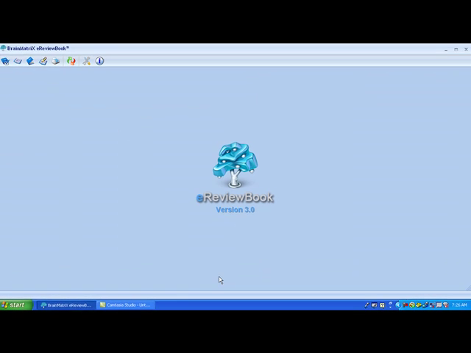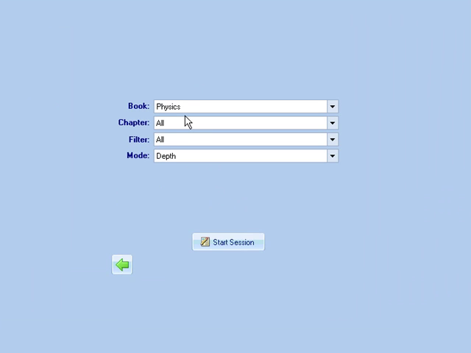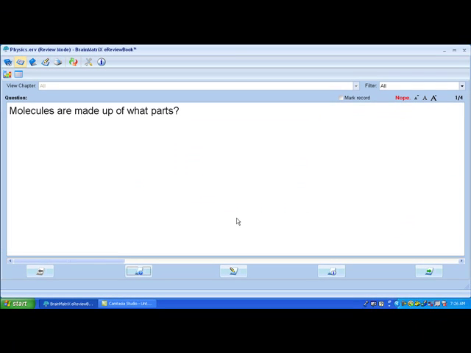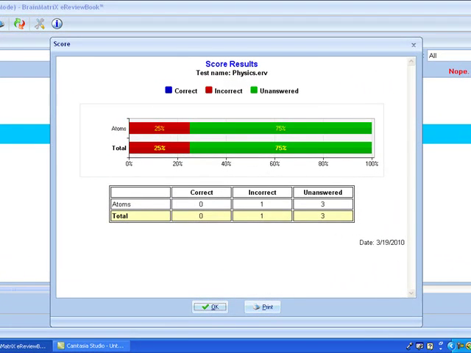So, okay. Why don't we go to review mode and see what happened. We'll leave this in depth mode, and we'll start. Molecules are made up of what parts? And let's look at our answers. And we see that the right answer was atoms, but we answered water. And when we advance, we skip over the 3 that we got wrong.